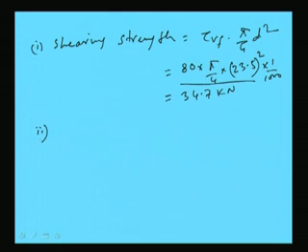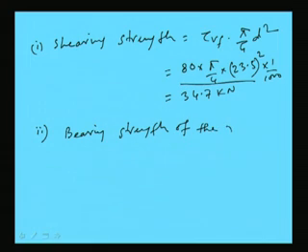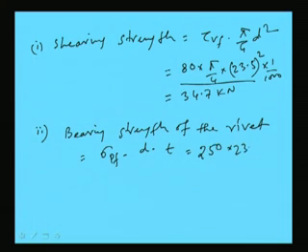Next, the bearing strength. Two types of strength we will find out: one is shearing strength, another is bearing strength. The bearing strength of the rivet can be calculated from the formula, sigma Pf into d into t. That means 250 into d, which is 23.5, into t, the thickness.